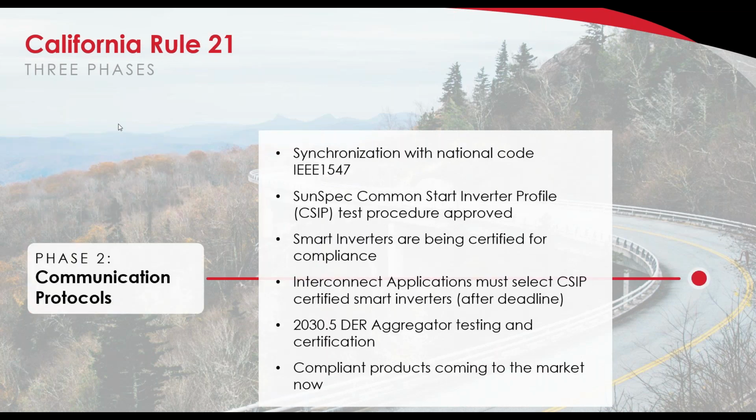What are we getting with phase 2, these communication protocols? Well, we're getting synchronization with the national code, IEEE 1547, and we're getting a SunSpec Common Smart Inverter Profile, or CSIP, test procedure that's been approved. We're starting to see smart inverters being certified for compliance. We believe that we're going to see interconnect applications that must select a CSIP smart inverter after the deadline of March 22nd. And we're starting to see 2030.5 DER aggregator testing certification coming on the market. So again, it's compliant products coming to the market now.